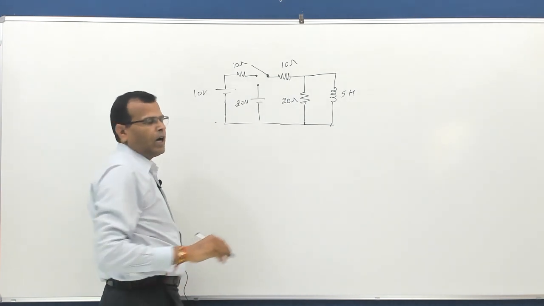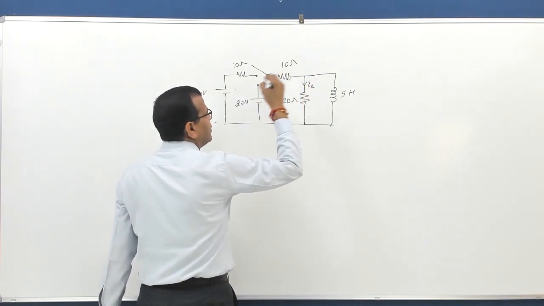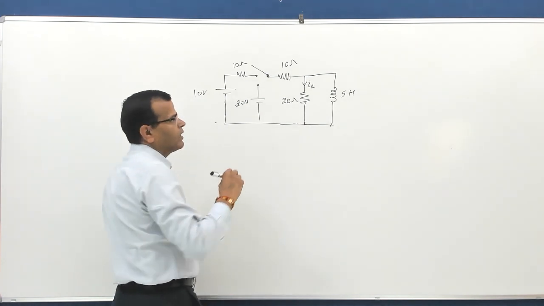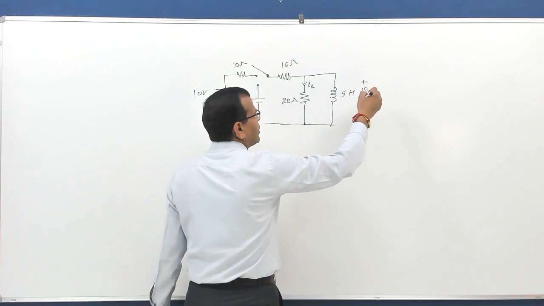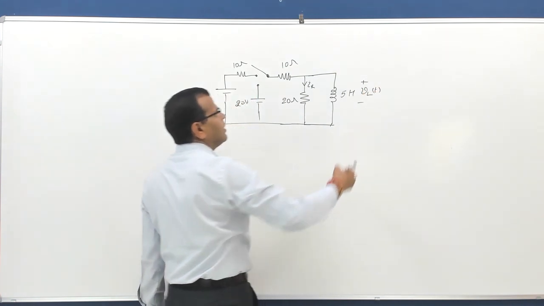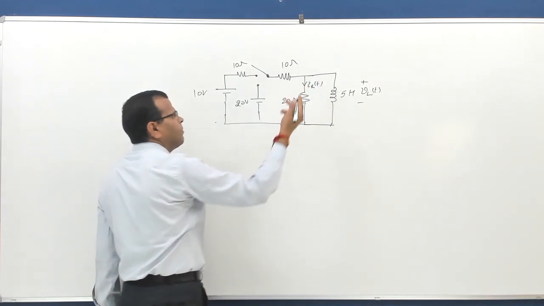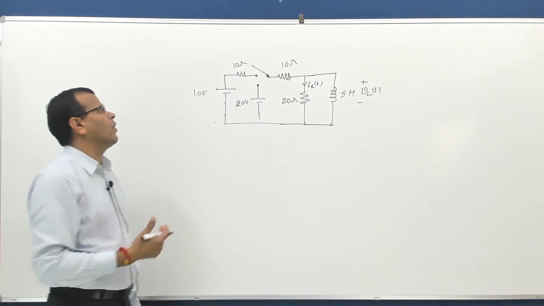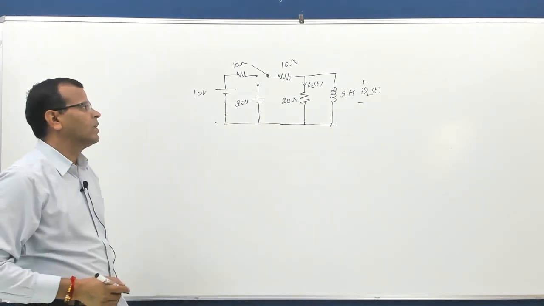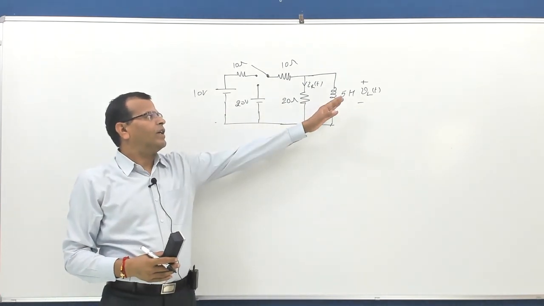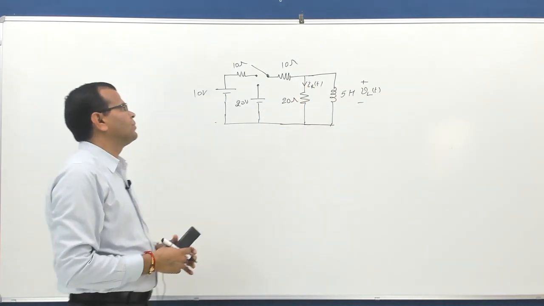And I have to find number 1, current through the resistance for t greater than 0, and number 2, I have to find voltage across the inductor for t greater than 0. Just to explain how to find both the parameters simultaneously. Now the procedure, for calculating VL(t), you know the expression. For calculating IR(t), you know the expression.